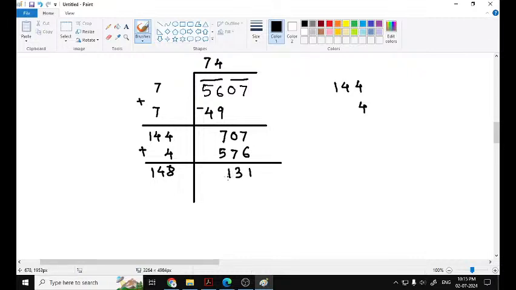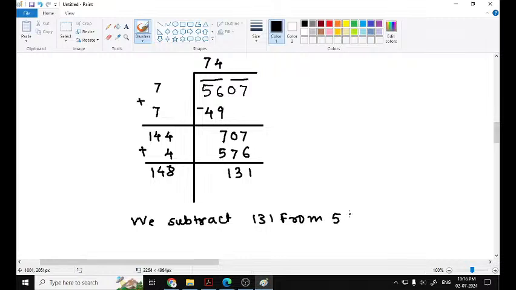So we should subtract 131. Now no more periods are there, so we have to stop here, and this is our remainder. It means this number is 131 extra than a perfect square. So we subtract 131 from 5607 to get a perfect square.